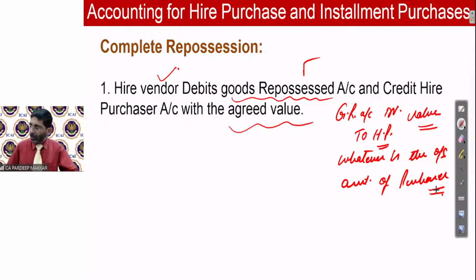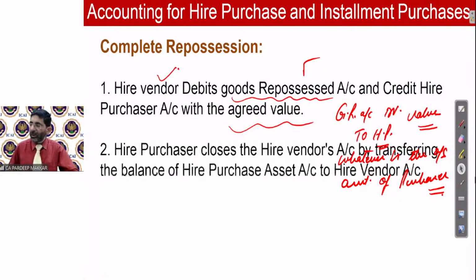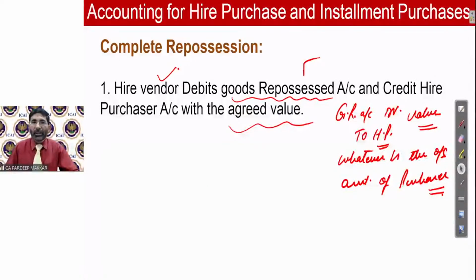When we are talking about purchaser, in the books of purchaser, what will be the entry, beta? He will assume it as a purchase return. And what should be the entry? Just tell me, think and tell me what the entry should be.